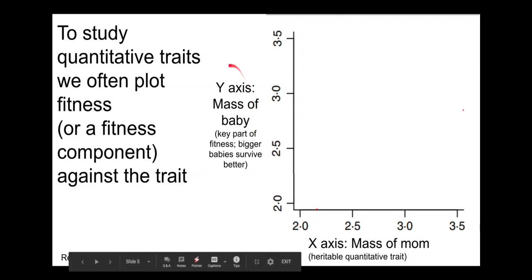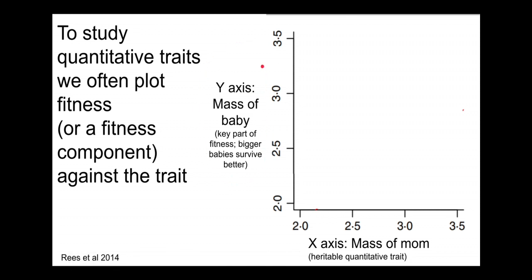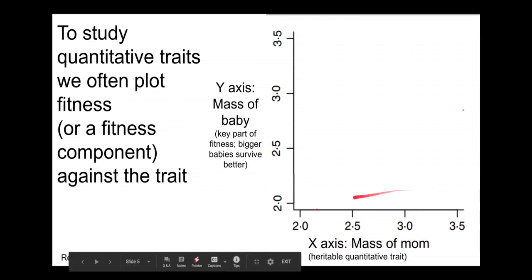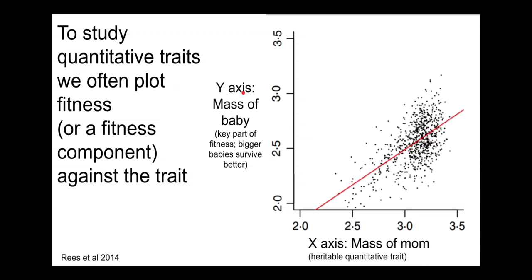A fitness component could be the mass of the child. Producing a big, healthy baby helps the baby survive into the future. So we have our fitness component that we can measure to determine mom's fitness, and we can measure the trait. In this case, there's generally a positive correlation. The bigger the mom, the bigger the baby.